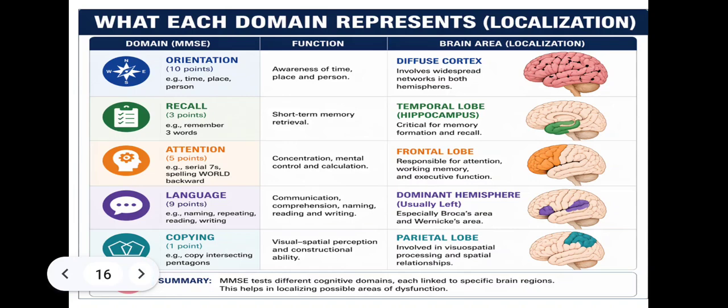What each domain represents in MMSE examination. If orientation is impaired, then it is localized to a diffuse cortical problem. If recall is severely impaired, then the problem lies in the temporal lobe. If attention is impaired, then the problem is localized to the frontal lobe. If language is impaired, then the problem is localized to the dominant hemisphere. If copying is impaired, then the problem is localized to the parietal lobe.